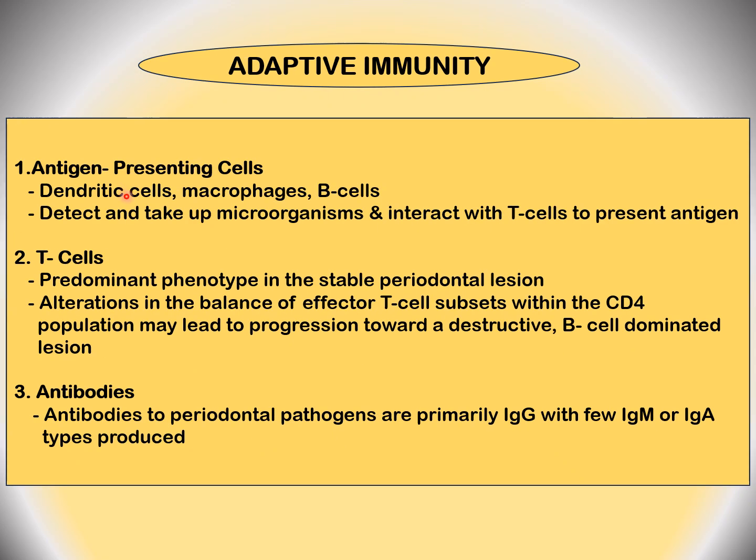So in the adaptive immunity, we have antigen presenting cells. These are dendritic cells, macrophages and B cells. They detect and take up the microorganisms and then interact with T cells to present the antigen. T cells are the predominant phenotype in the stable periodontal lesion. Any alteration in the balance of effector T cell subsets within the CD4 population may lead to progression toward a destructive B cell dominated lesion. The antibodies to periodontal pathogens are primarily IgG with few IgM or IgA types.